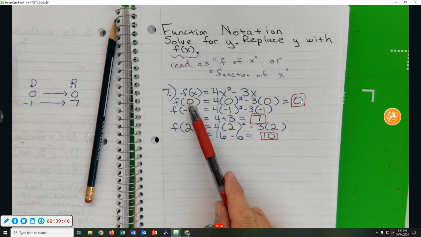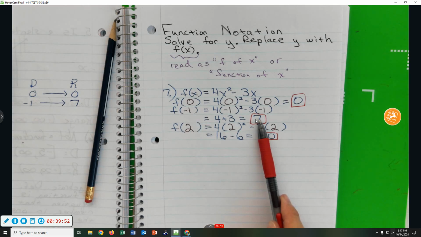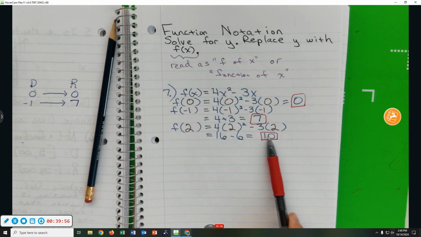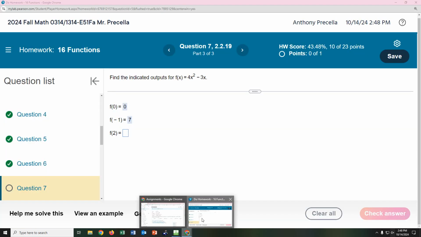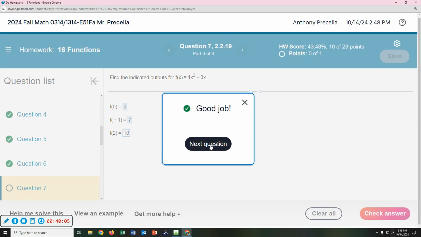We're generating ordered pairs. We have the ordered pair 0, 0. We have the ordered pair -1, 7. We have the ordered pair 2, 10. So these functions are generating ordered pairs. What was that, number 10? 10. Okay. Number 8, they're going to give us a new function. Whatever's in the parentheses, you plug in for x.